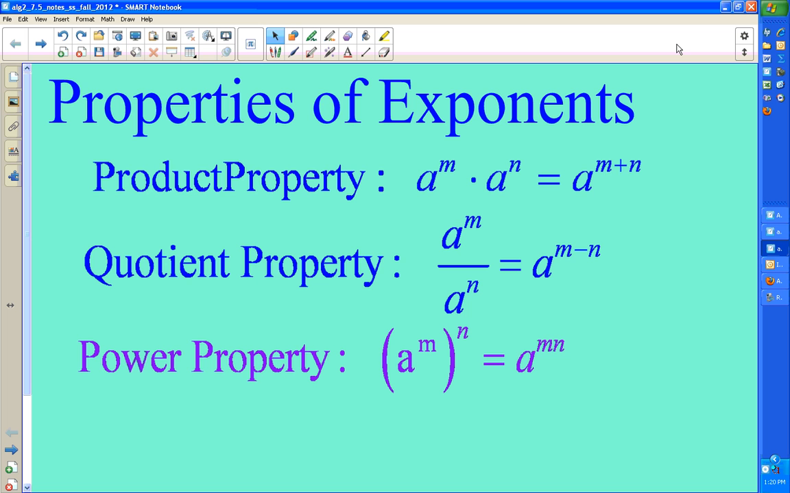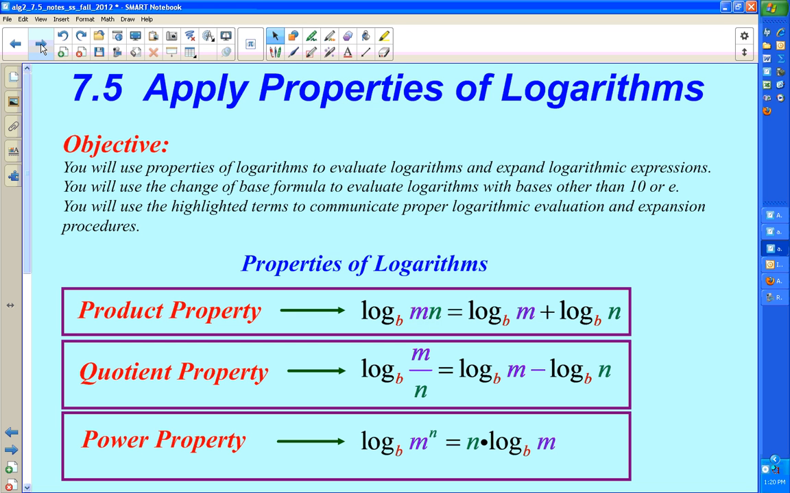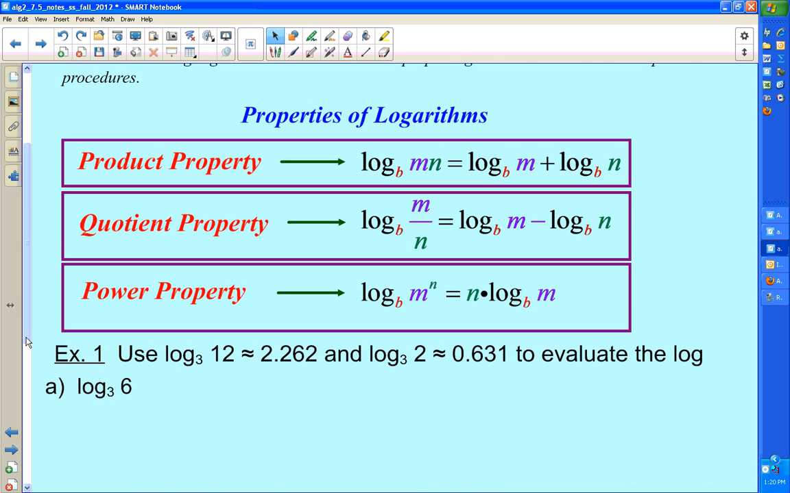Properties of logs are going to behave like the m's and n's on this page. So we're going to have three properties to start with of logs: product, quotient, and power property. And the way that it works is that if you have the log of a product, m times n, you're going to separate them into the sum of two logs.